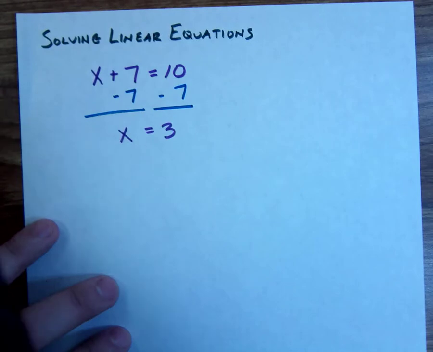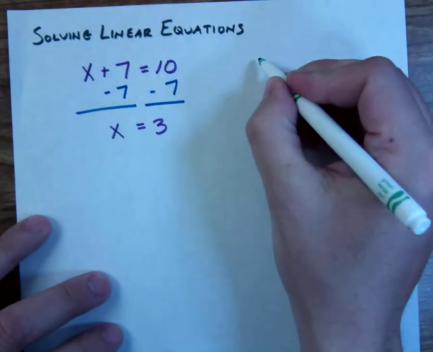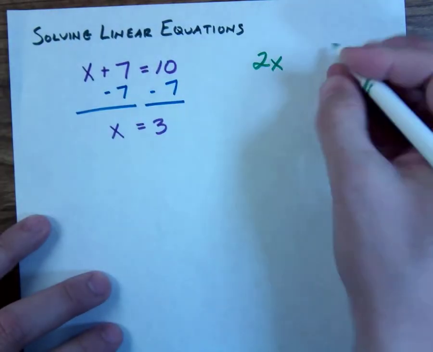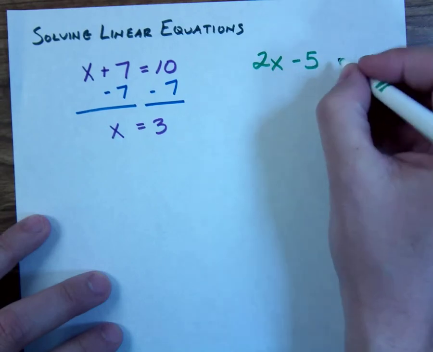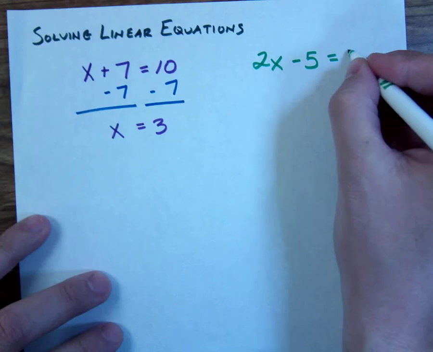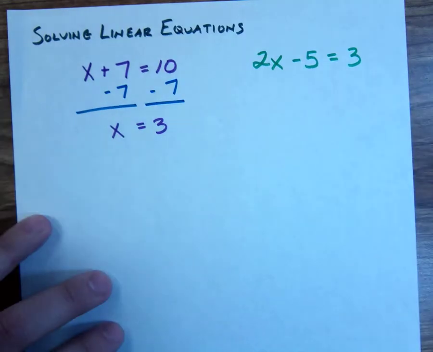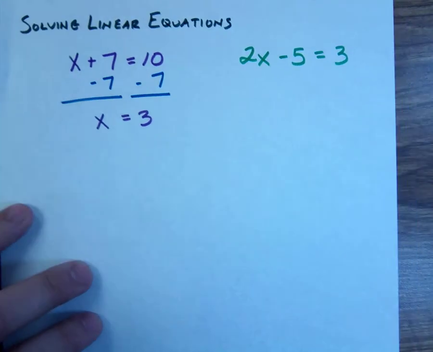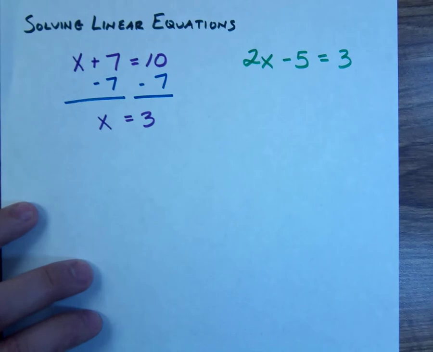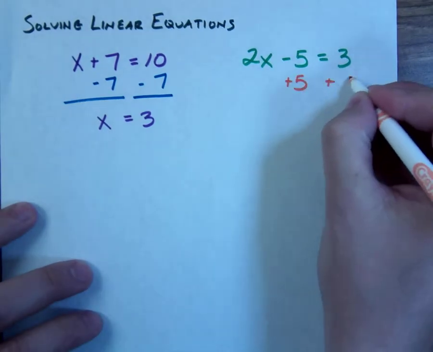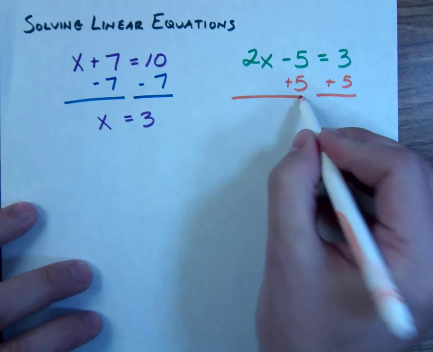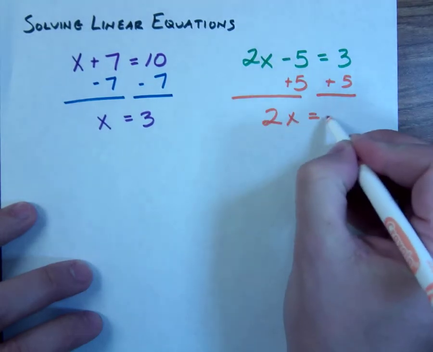I even think you should be able to handle a little more complex equations like this. How about that? This is a two-step equation. How do we solve this one? That's a good idea. Let's do plus 5. So we get 2x equals 8.